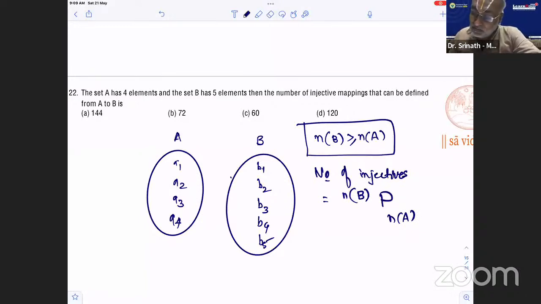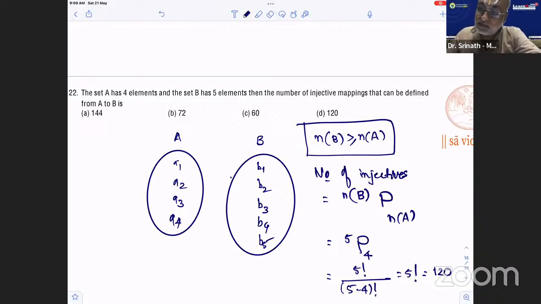So therefore, in this case, it will be 5P4. So 5P4 means 5 factorial divided by (5 minus 4) factorial. So this will be 5 factorial. And what is 5 factorial? You must be knowing it is 120. So kindly note down this.